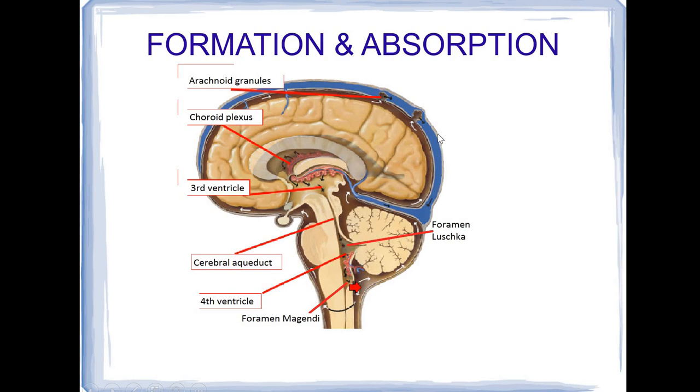This is the dura. If you take the meninges from inside outwards, this is the pia, then the arachnoid, and the outermost is the dura. Between the dura and the arachnoid we have a lot of villi or granules, and within these arachnoid granules the cerebrospinal fluid gets absorbed. So formation is from the choroid plexus of the lateral ventricles, and absorption takes place in the arachnoid granules. Before that it travels through a lot of foramina so that it covers the whole of the brain and spinal cord, and then gets drained into the arachnoid granules.